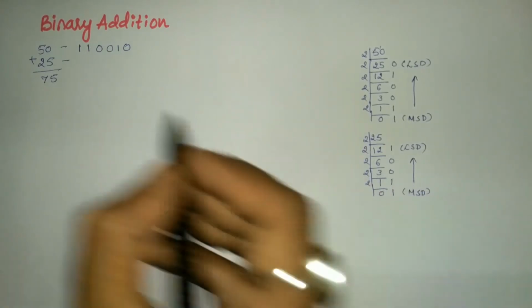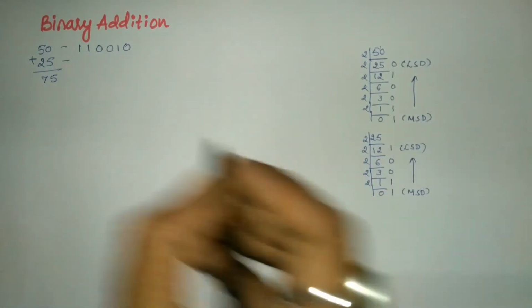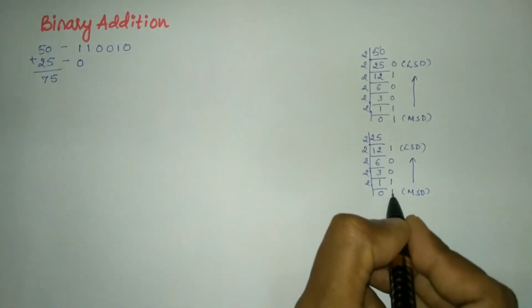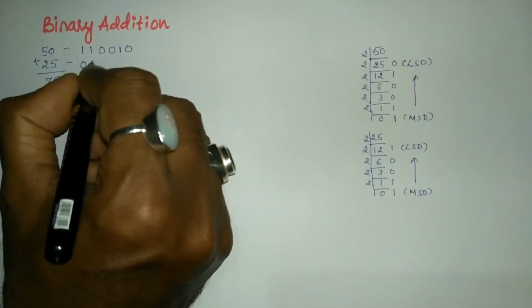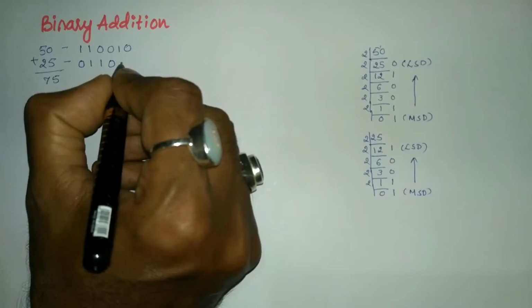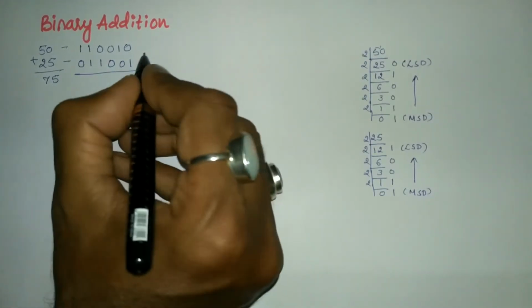So here you can find 6 bits and 5 bits. What we can do here is add a leading 0 first, then we start writing from the most significant digit to the least significant digit. That is 0 1 1 0 0 1. Now let us add bit by bit from the right hand side.